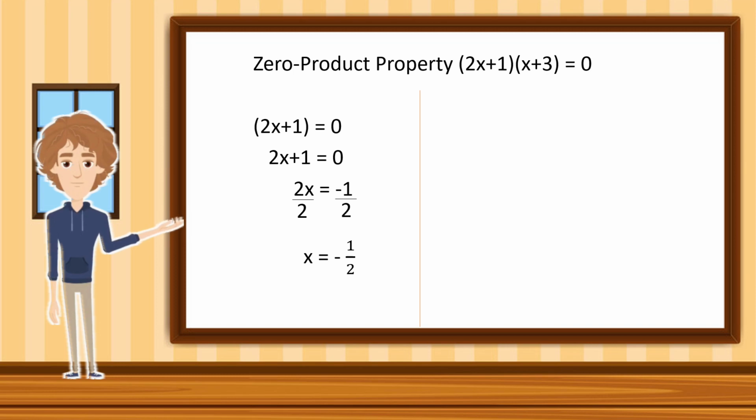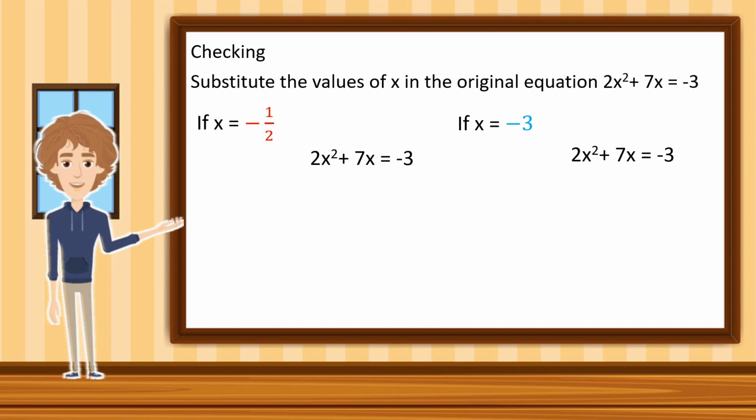Now, how about x plus 3? Let us equate x plus 3 to 0. X plus 3 is equal to 0. Then, by the use of the addition property of equality, we will add negative 3 to both sides. And we come up with the answer: x is equal to negative 3.